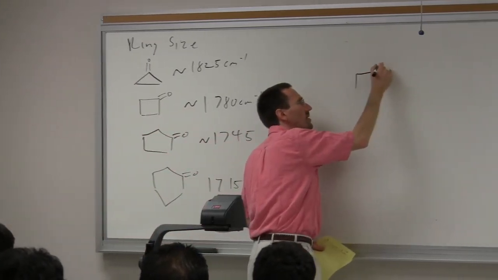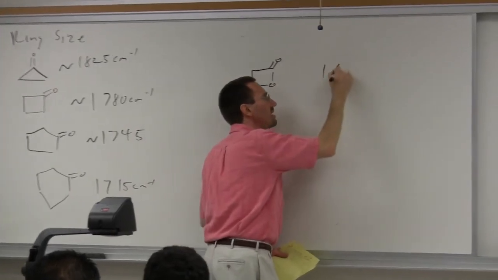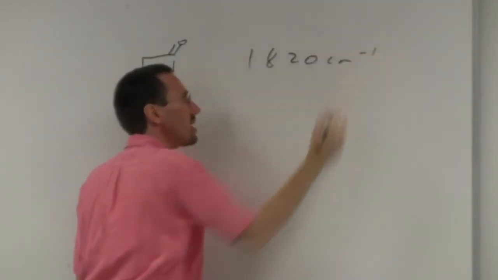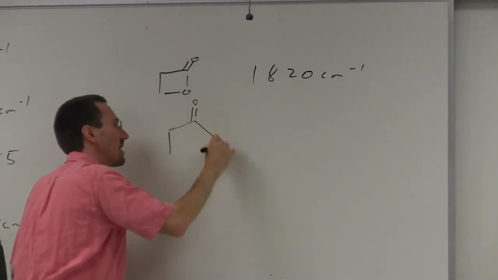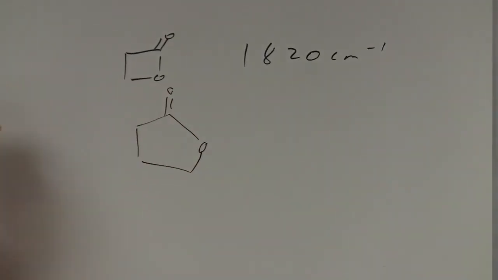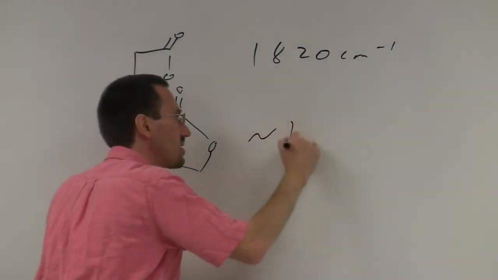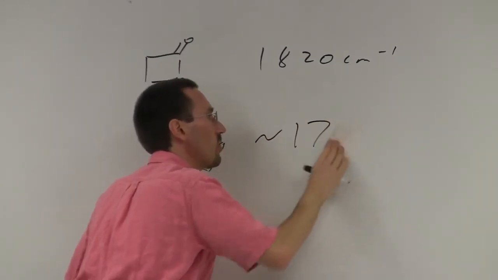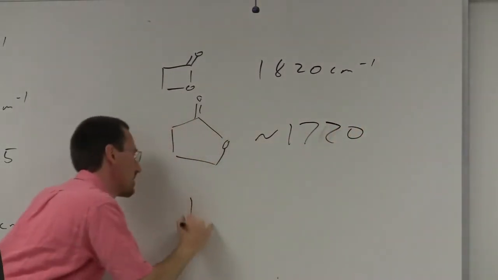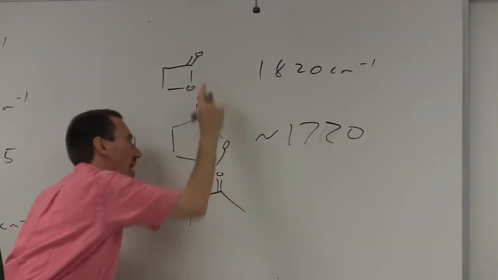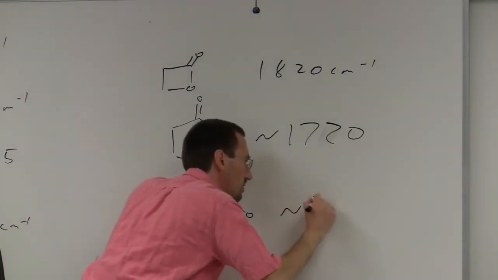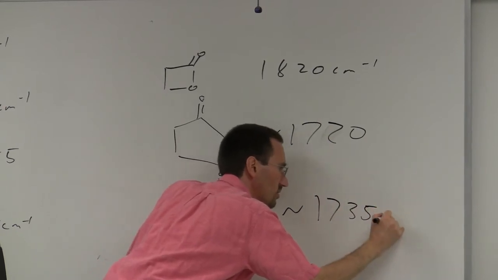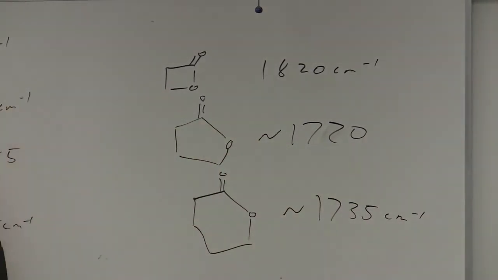That's why when I got my beta-lactone that I was talking about last time at 1820, even just a perfunctory glance at the spectrum said there's something going on in a way that no other technique was going to say. And just as in the case of the ketones, in the case of the esters, your numbers go down with less strain. So this is a beta-lactone, gamma-lactone, and delta-lactone. By the time you're at a delta-lactone, you're right at a typical ester position, right at 1735 wave numbers.